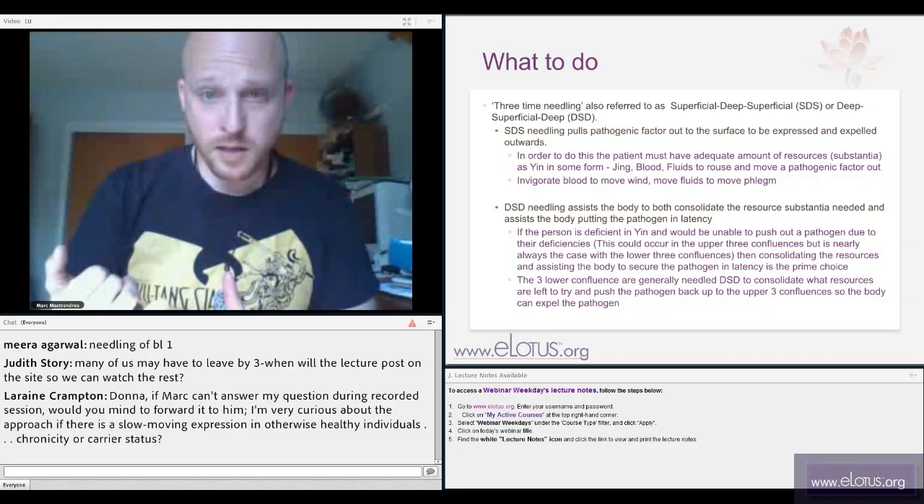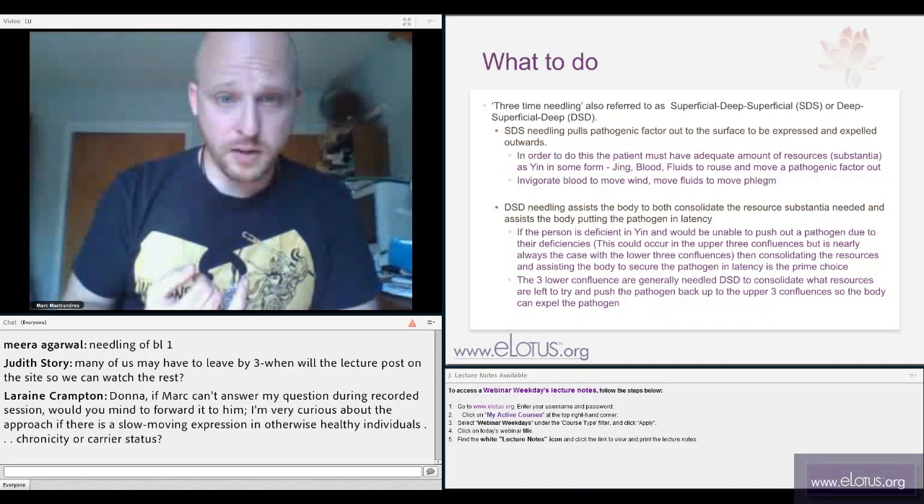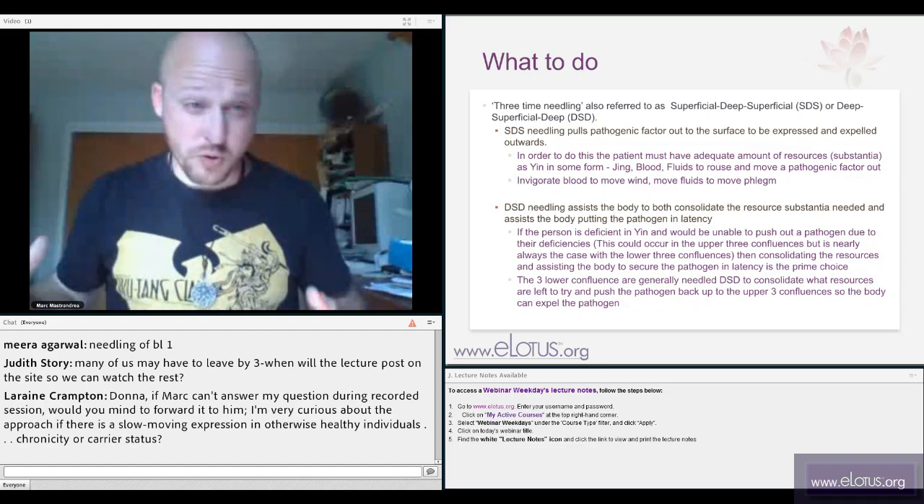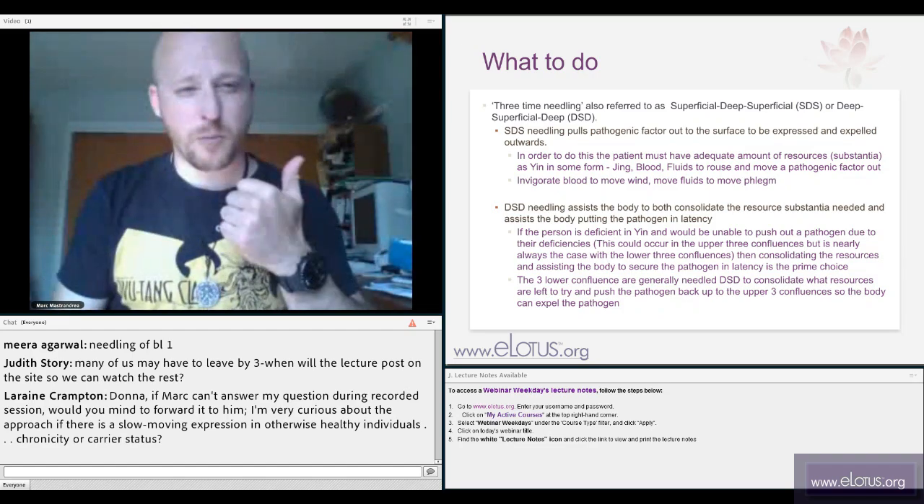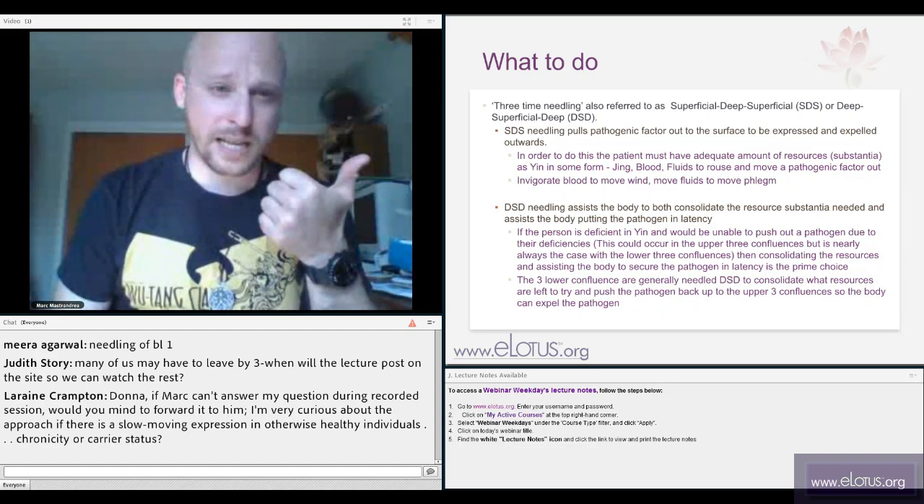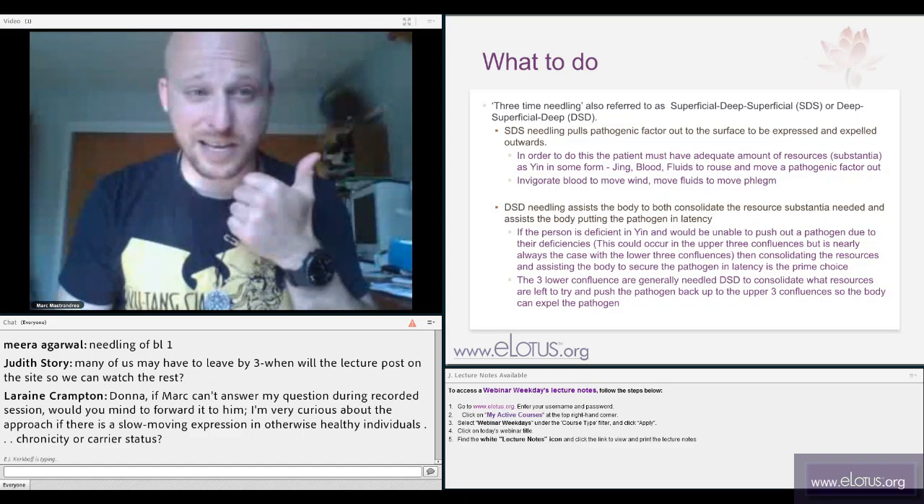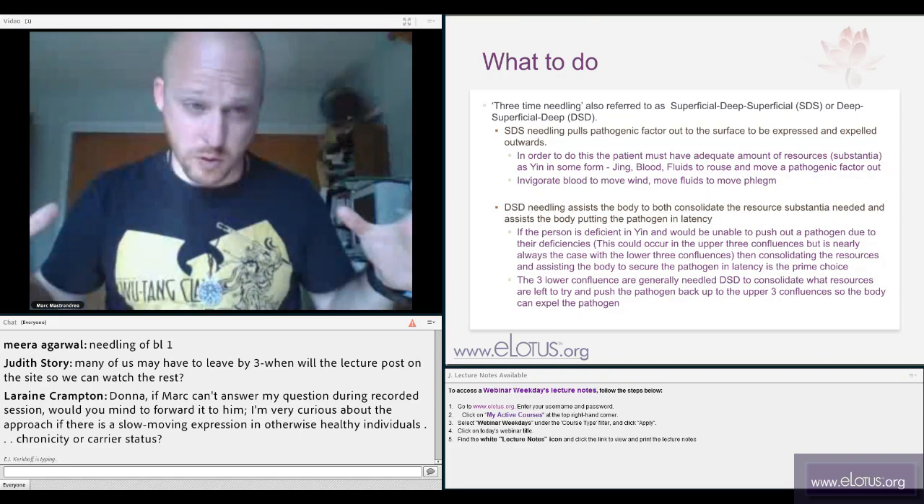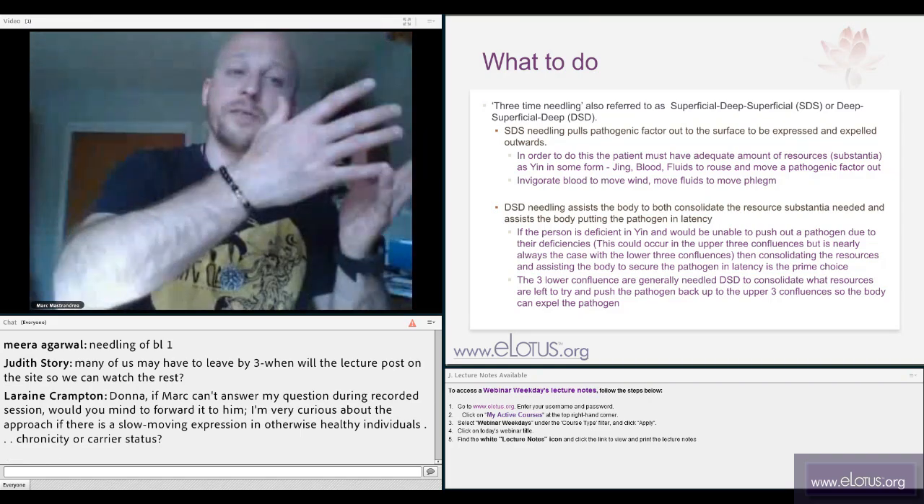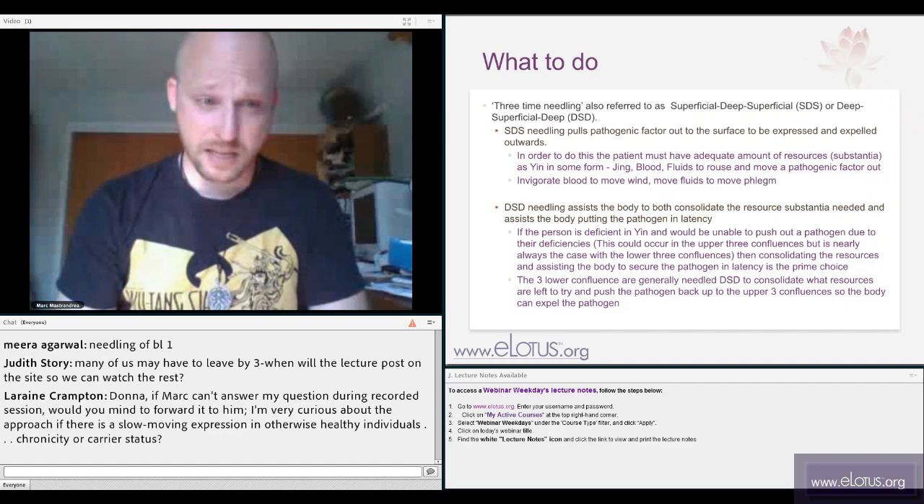So think about this. Blood will move wind, fluids move phlegm, right? So you're going to move these things. Why? Because as blood declines, you can get wind. But if you can rouse blood together, it can move wind to the surface, right? As fluids decline, you tend to get dampness and phlegm. But if you can consolidate the fluids, you can clear the phlegm. So this is the idea of these needling techniques.